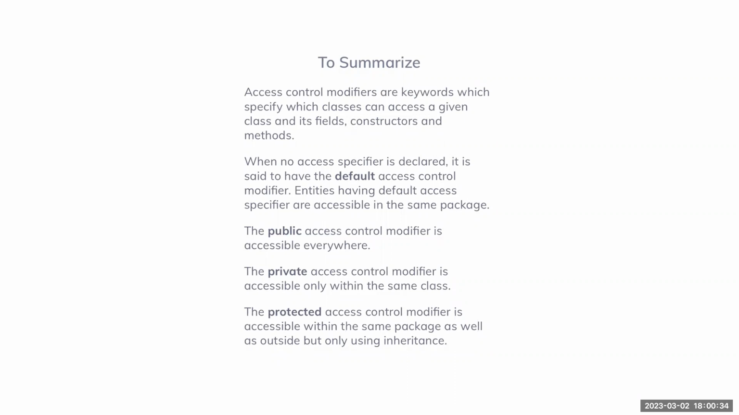The public access control modifier is accessible everywhere. The private access control modifier is accessible only within the class, and the protected access control modifier is accessible within the same package as well as outside, but only using inheritance. So this is what we learned.